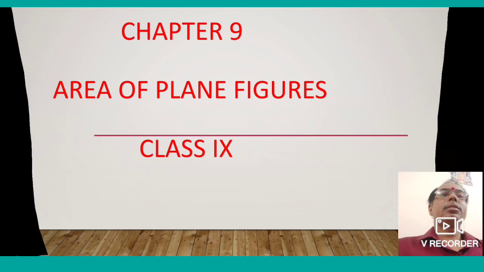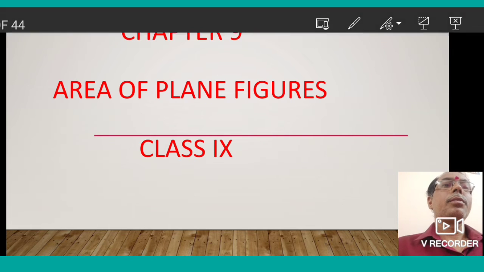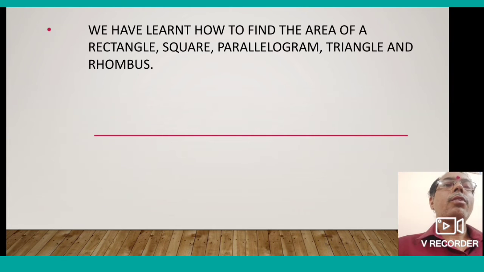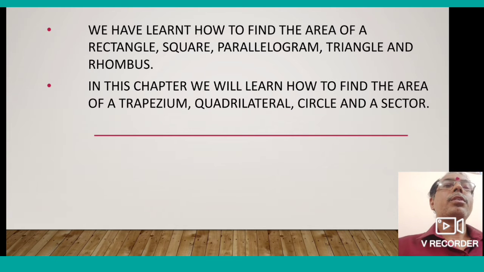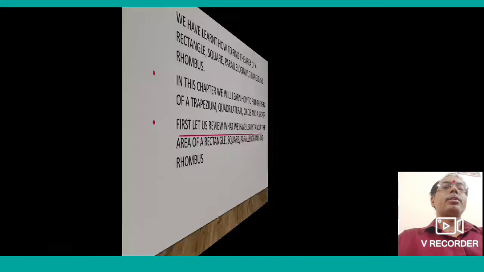Children, let us discuss chapter 9, area of plane figures, class 9. We have learned how to find the area of a rectangle, square, parallelogram, triangle and rhombus. In this chapter, we will learn how to find the area of a trapezium, quadrilateral, circle and a sector. First, let us review what we have learnt about the area of a rectangle, square, parallelogram and rhombus.